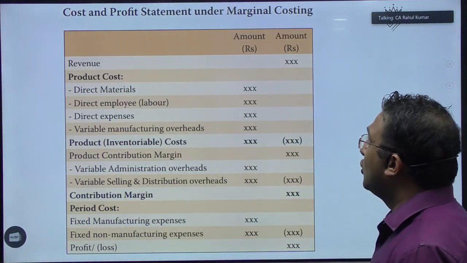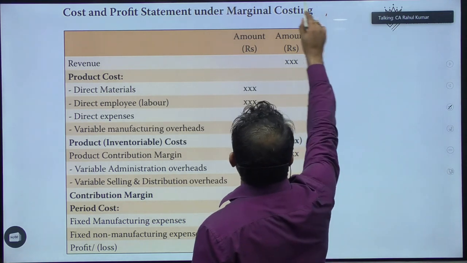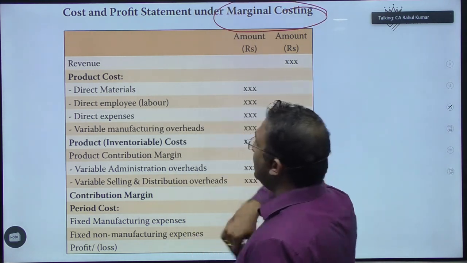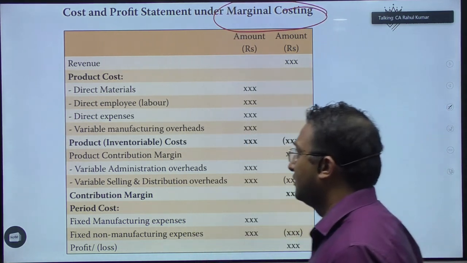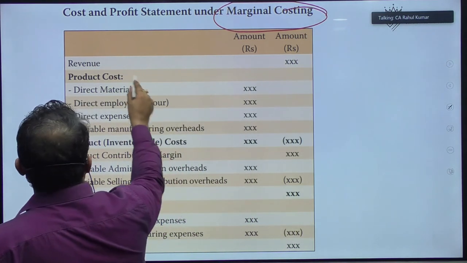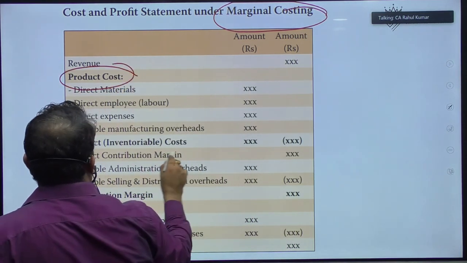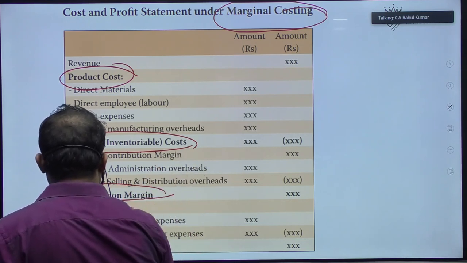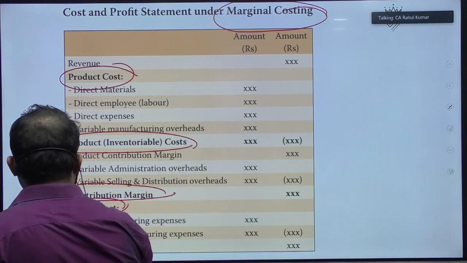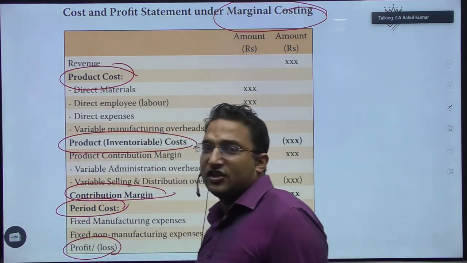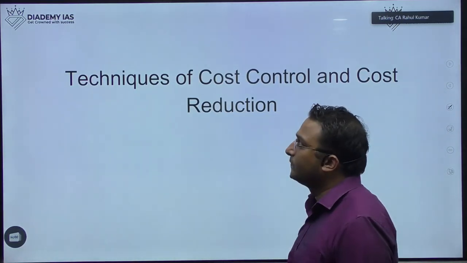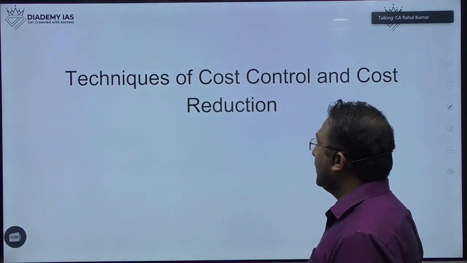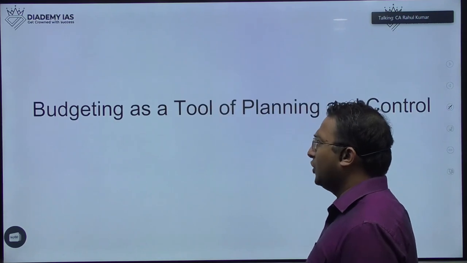So you should actually know the statement under the marginal costing. Again, this kind of format are very, very important, where you are able to identify the product cost, the product cost inventoryable, the margin, and the period cost, and finally the profit or loss. This differentiation you should know very, very clearly. Then techniques of cost control and cost reduction. This is completely theory part.